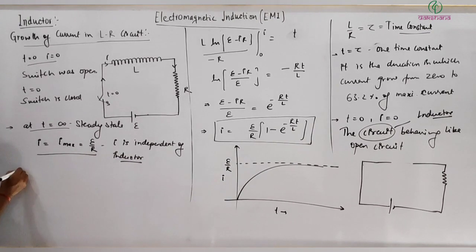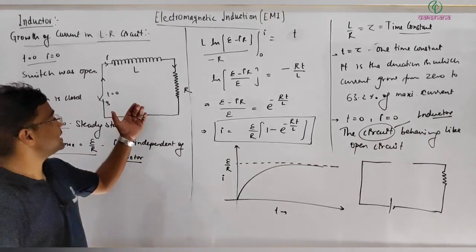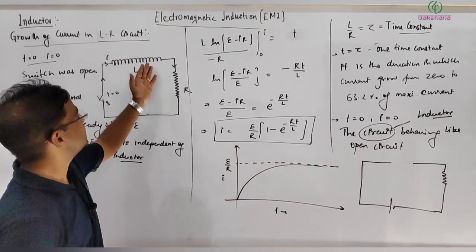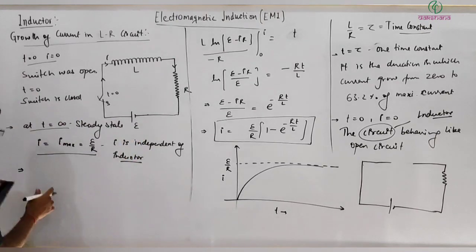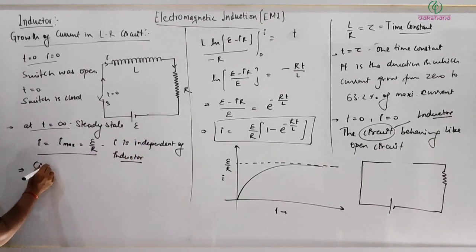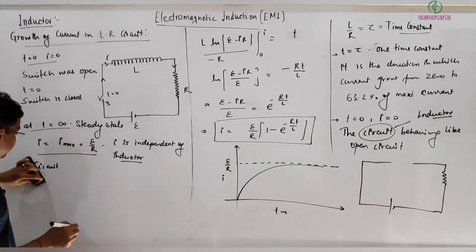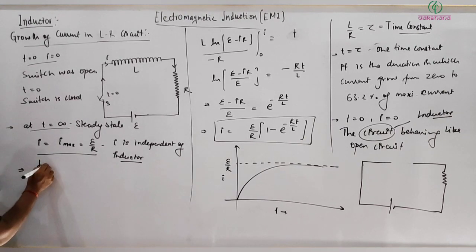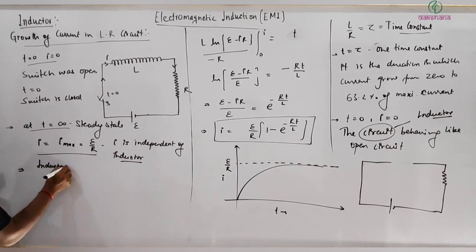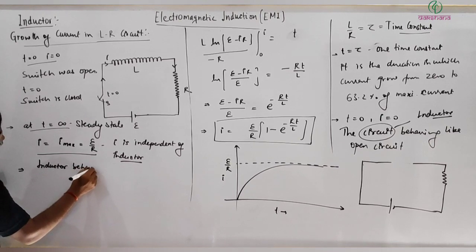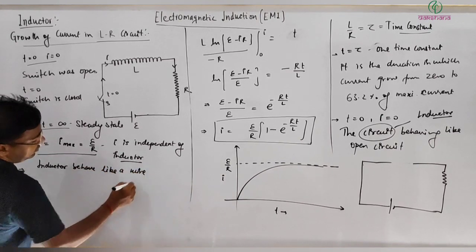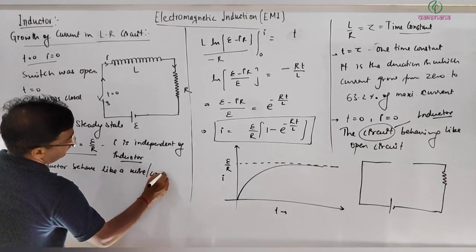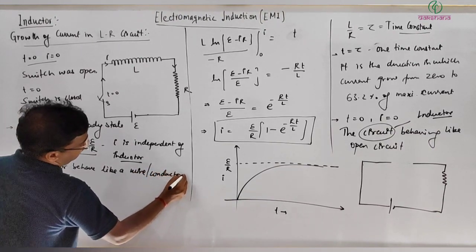So this implies what is happening: at infinite time, it's behaving like there is nothing, no inductor is present in this circuit. Getting it? So the inductor behaves like a wire or conductor with zero resistance.